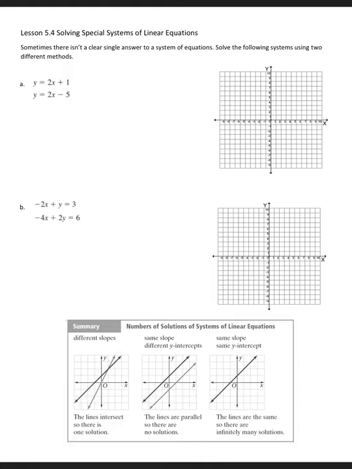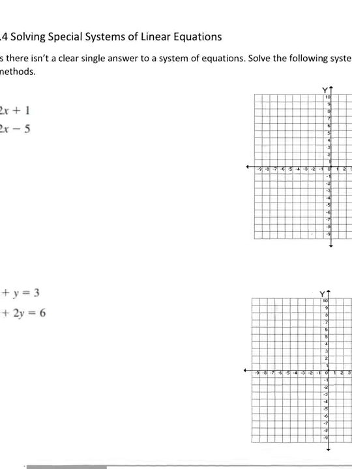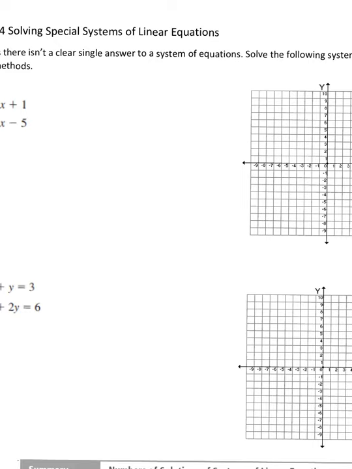So far we've learned that you can have one solution to a system. One solution would be an ordered pair, but actually there's special cases. Sometimes there isn't a clear single answer to a system of equations. So I'm going to show you in two different ways how to solve this system, and we'll see that it's a special situation. First, I'm going to solve by substitution.